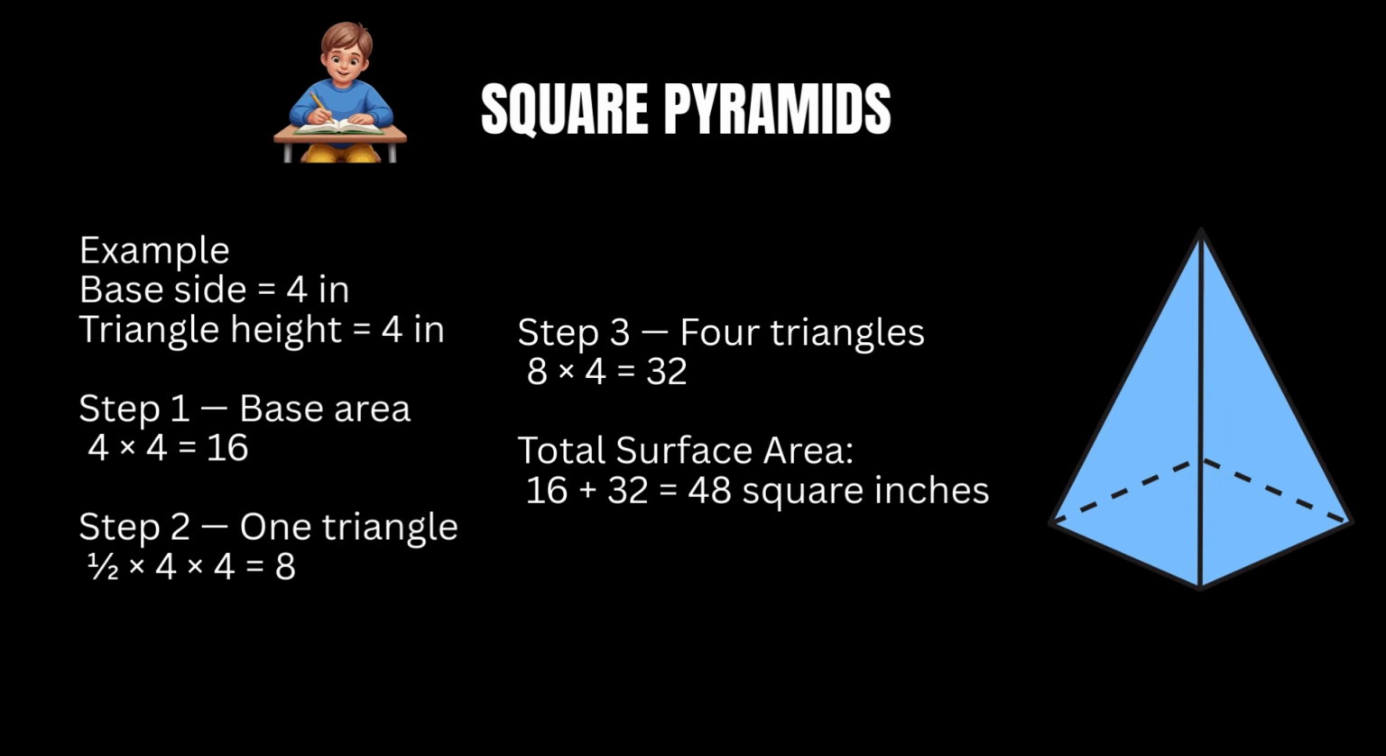Base side equals 4 inches. Triangle height equals 4 inches. Step 1. Base area. 4 times 4 equals 16. Step 2. 1 triangle. 1/2 times 4 times 4 equals 8. Step 3. 4 triangles. 8 times 4 equals 32. Total surface area. 16 plus 32 equals 48 square inches.